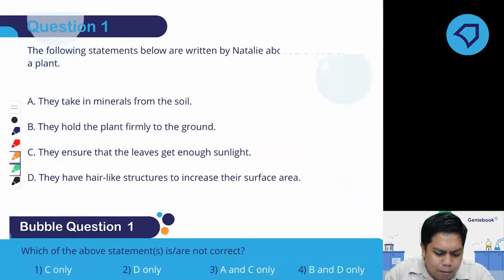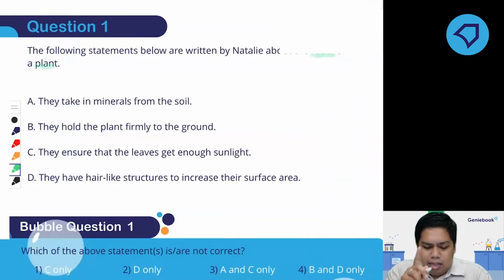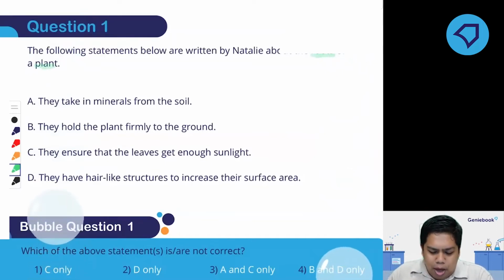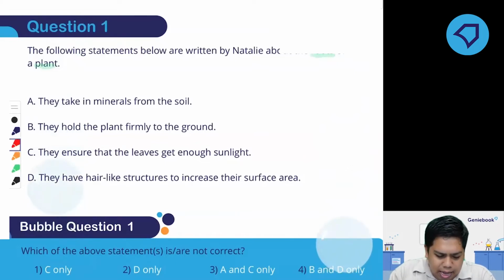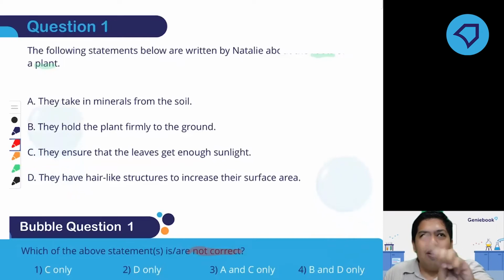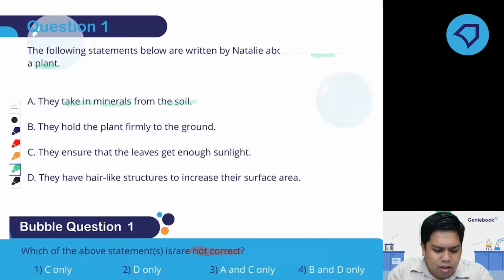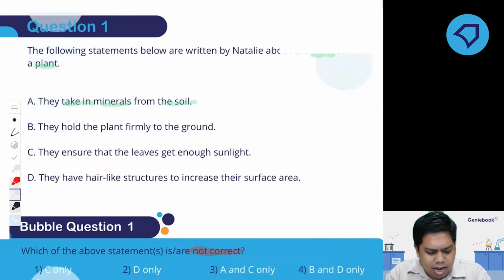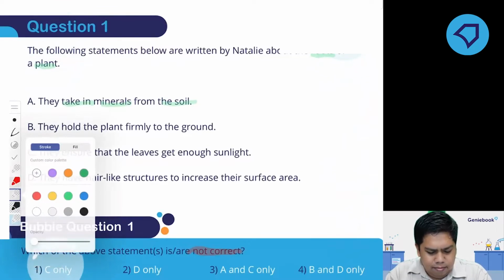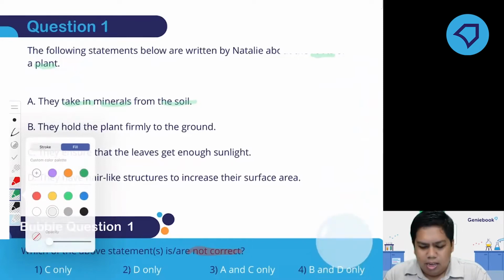Now, we are talking about the roots of a plant. Take note of the question below. We want the statement that is not correct. The first statement says that they take in minerals from the soil. Correct or not? It is, right? Okay, so this is correct.